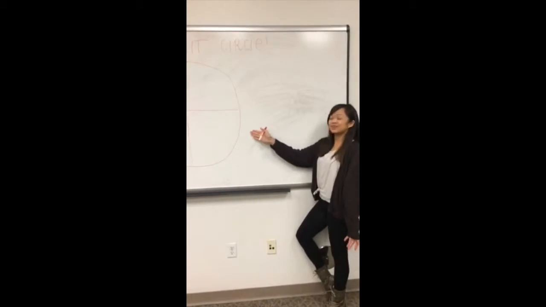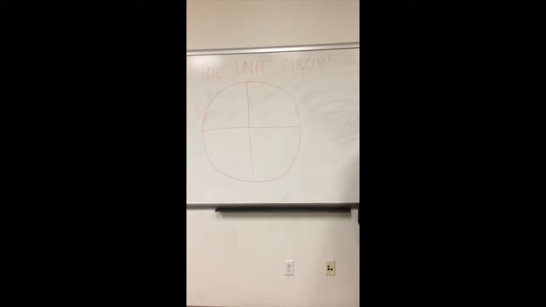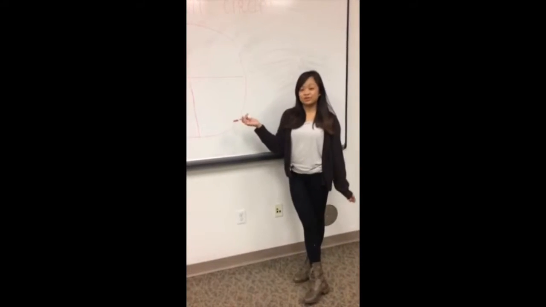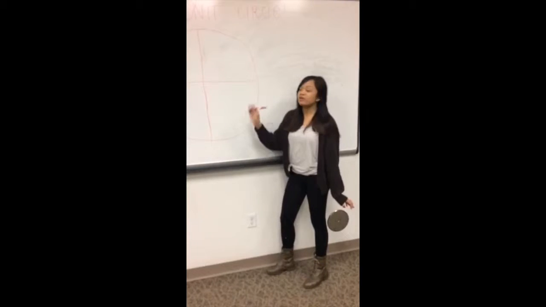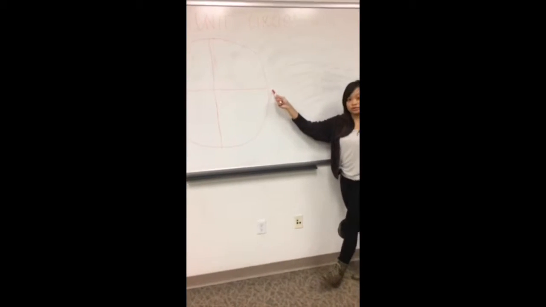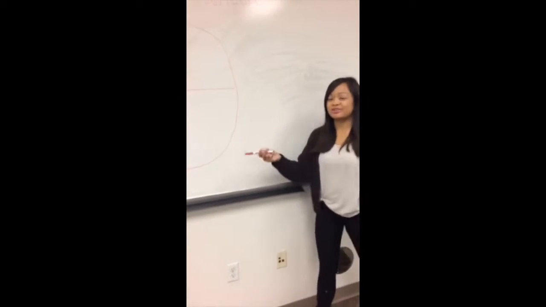Welcome class. Today we are going to learn about the unit circle. The reason it is called a unit circle is because the radius is 1 from the origin to a point on the circle. Therefore, the 4 coordinates are as follows.